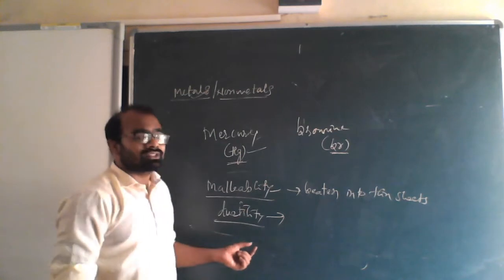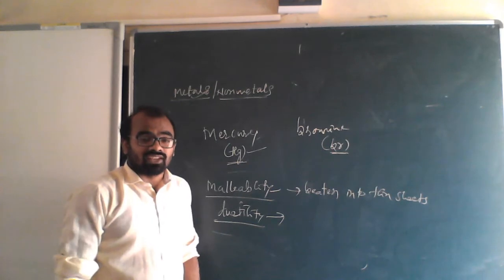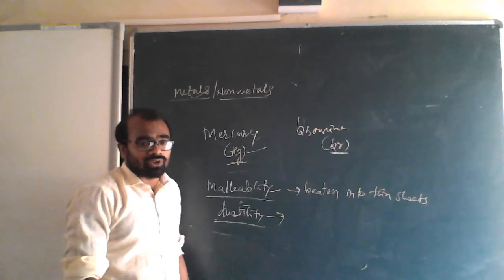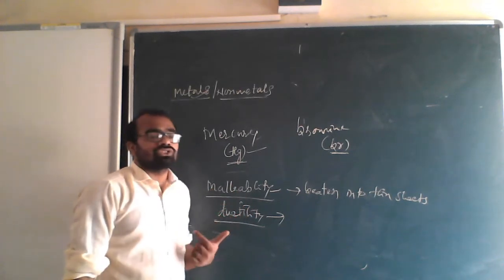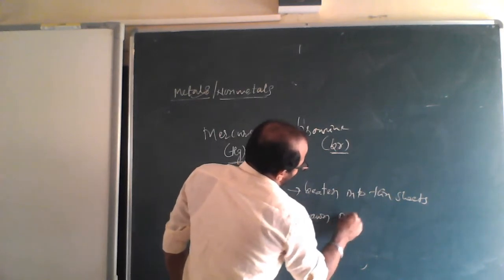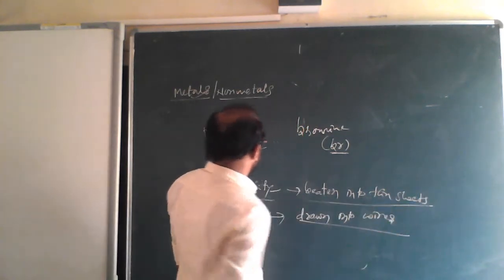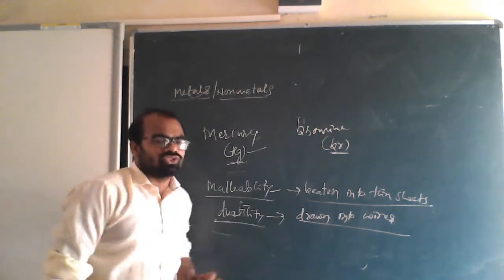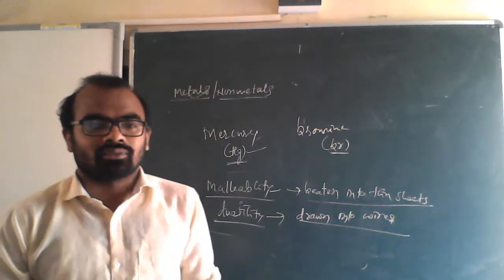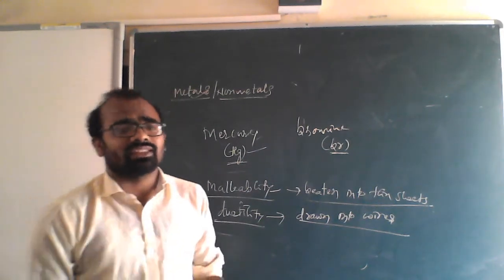Here what happens? The property of metals by which they can be drawn into wires. If they can be drawn into wires, that is ductile. If they can be beaten into thin sheets, those are malleable. These are the two important definitions you should remember: malleable as well as ductile. So metals are malleable as well as ductile, but non-metals are neither malleable nor ductile.